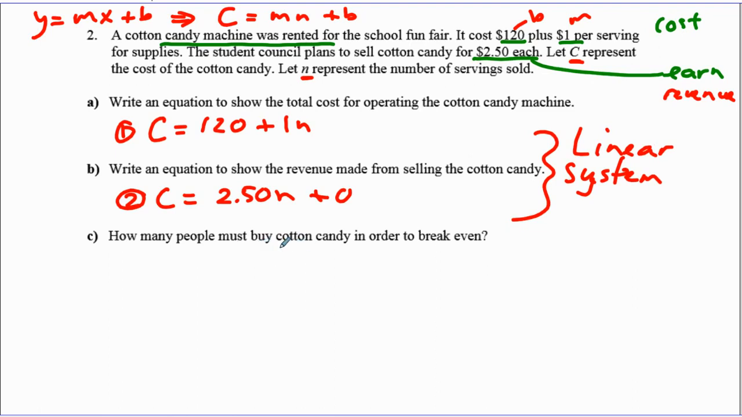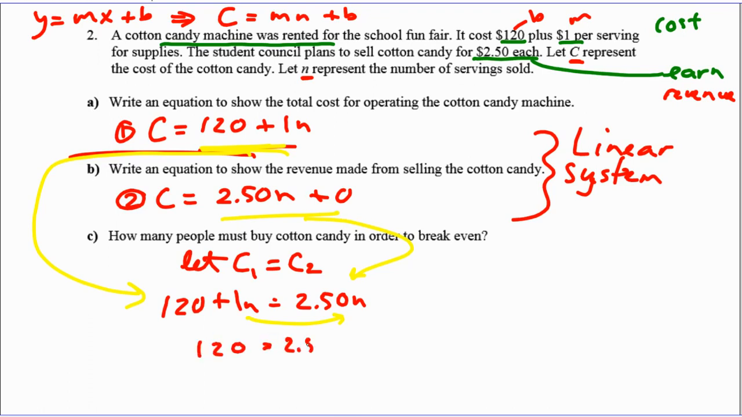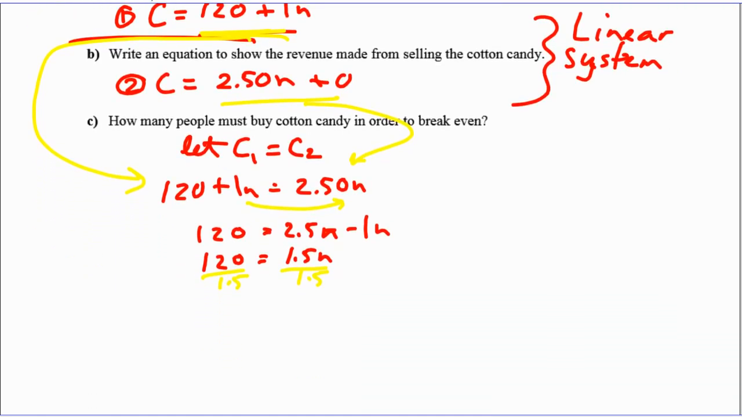How many people must buy cotton candy to break even? Okay, so let C1 equal C2. And so we have this stuff coming down here, this side coming down here. We don't have to put the 0. So 120 plus 1n equals 2.5n. Bring this n over and have 120 equals 2.5n minus 1n. 120 equals 1.5n. We're just going to break this down, divide both sides. Sorry if the yellow doesn't show up all that well, but n equals 80.